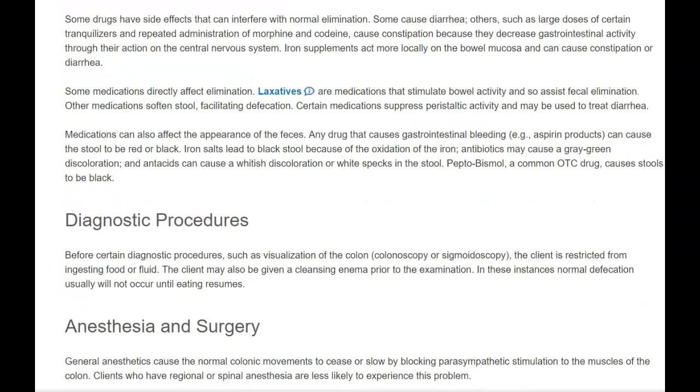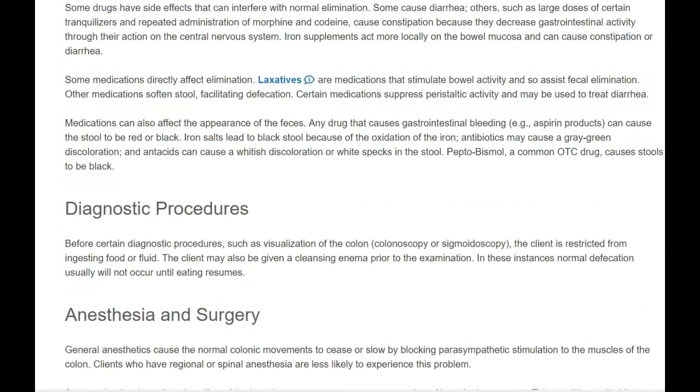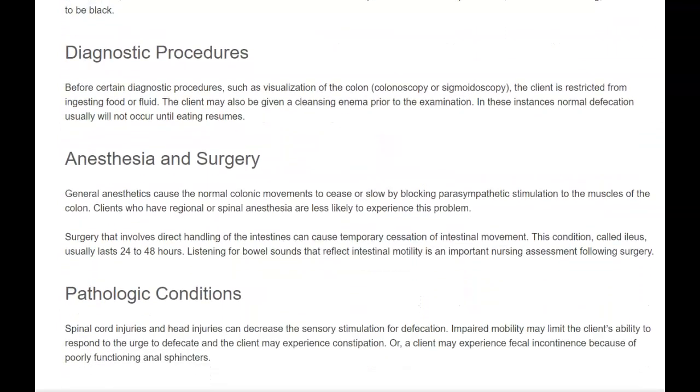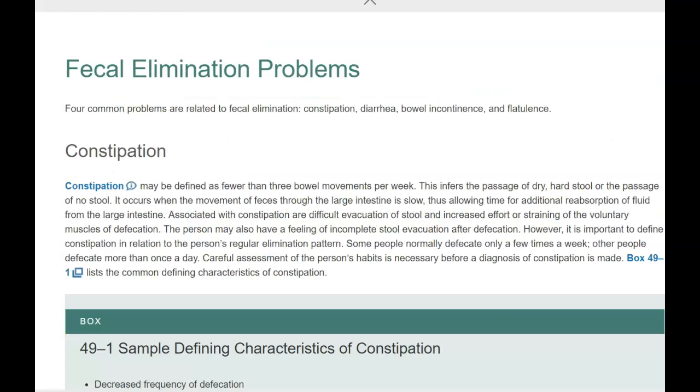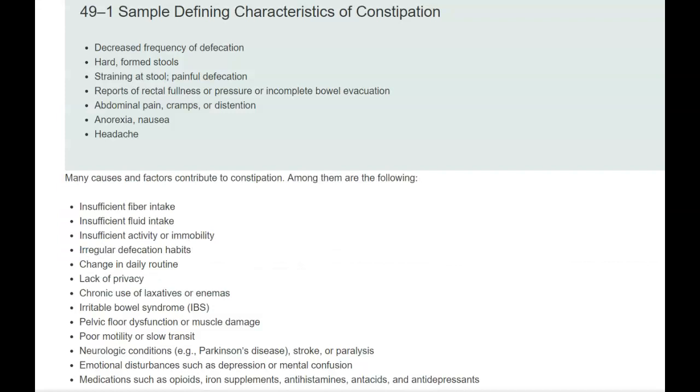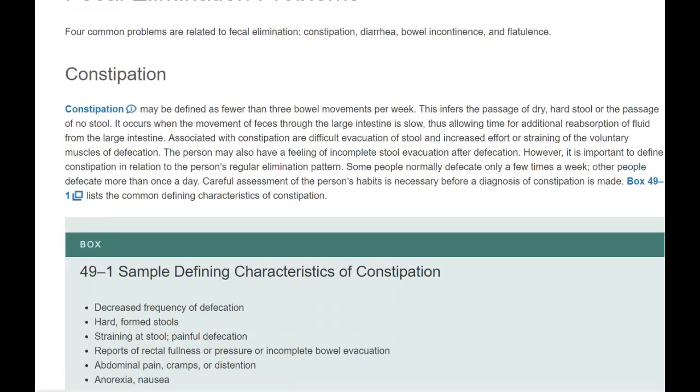So make sure you read this area. It's a quick read. It's not very long, so make sure you read this. It's very important, and it touches on a lot of information. Pathologic conditions, anesthesia and surgery. It's broad in general, and that's how we want it for you right now at this stage in nursing. Look at the fecal elimination problem. So we talked generally about it. Again, this is to help back up what we talked about.